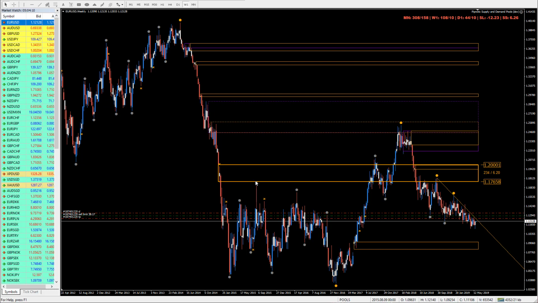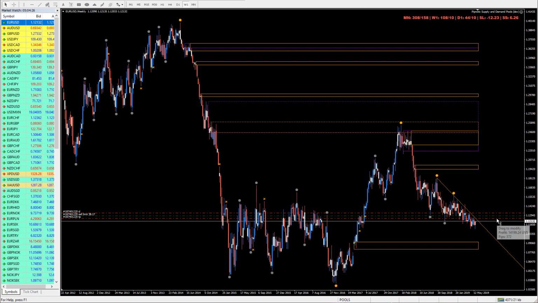We had one test. I suppose this is a reaction to the child, and then price went up through it, came back down, and then it was consumed. Then we had this one here, which is a reaction to this one. We had this one, which is a reaction. We had this one here, which price is currently feeding on.